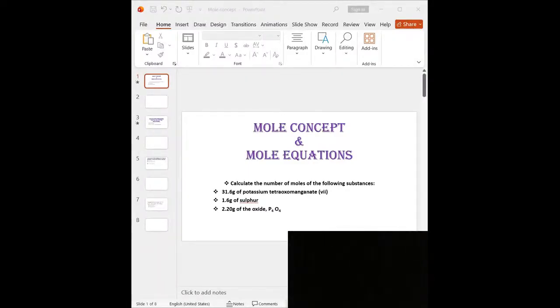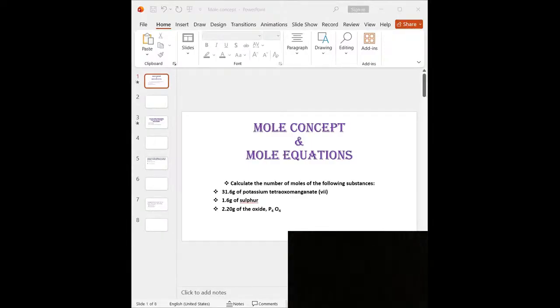Now, mole can be defined in the following ways. The first one we're going to use is mole equal to mass over molar mass. That is mass of substance divided by molar mass. That's the first definition.